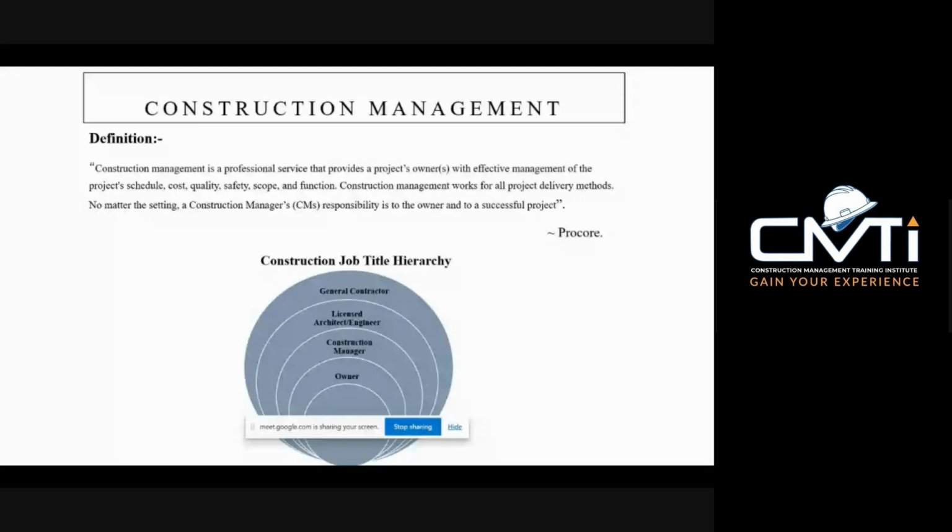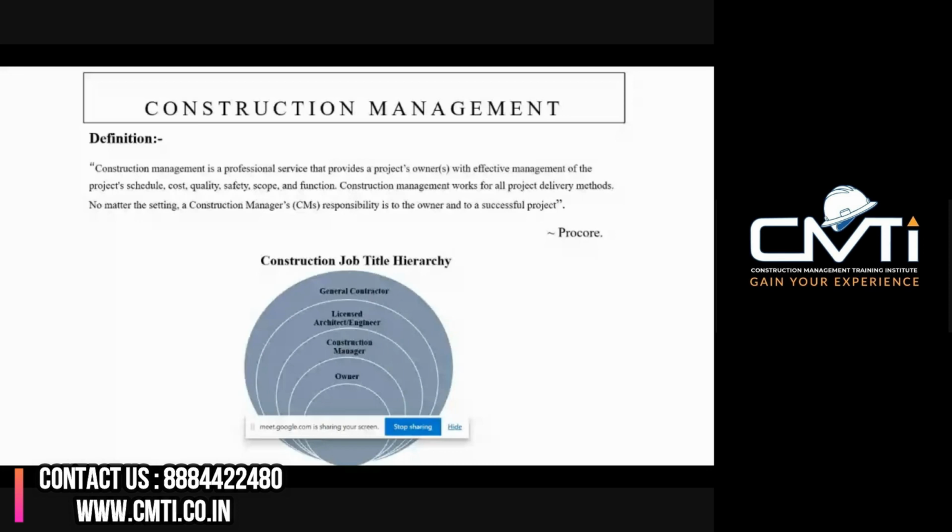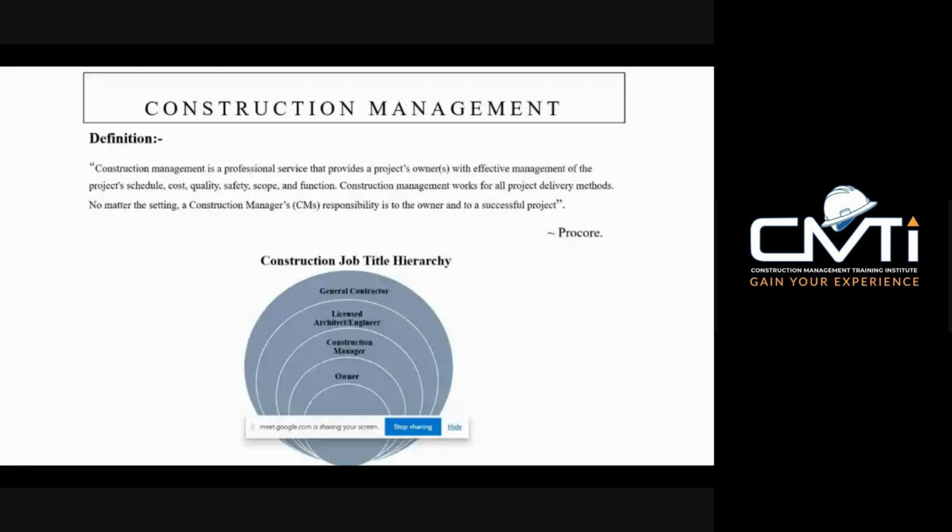Then, in simple terms, I would say construction management is the preparation of a strategy that helps you execute a project in a stipulated time, cost, and as designed. So that's what I can say construction management is. When we talk about construction management, we have several project stakeholders: the owner, construction manager, licensed architect or engineer, and general contractor.